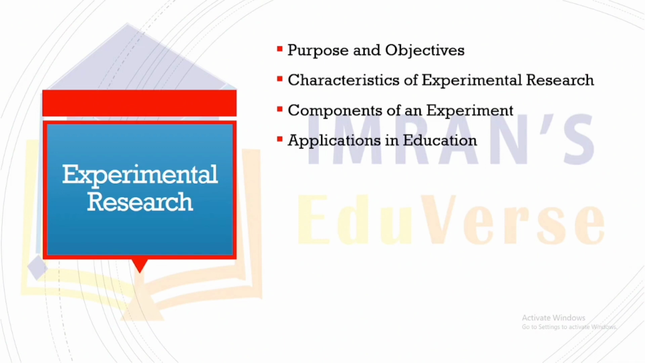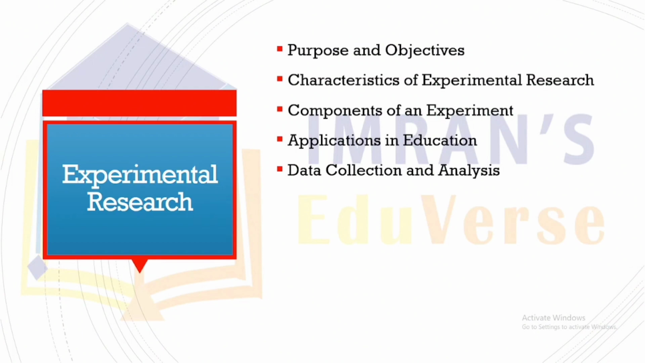Data collection and analysis. Number 1. Quantitative data. Experimental research relies heavily on quantitative data, often collected through standardized tests or assessments or measurements. Statistical analysis. Statistical methods including t-tests or ANOVA are used to analyze the data and determine if observed differences are statistically significant.